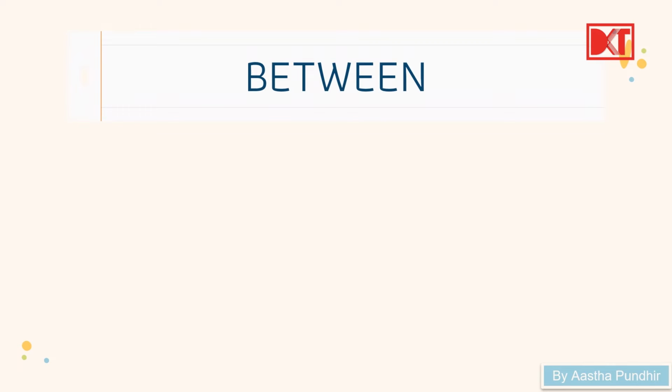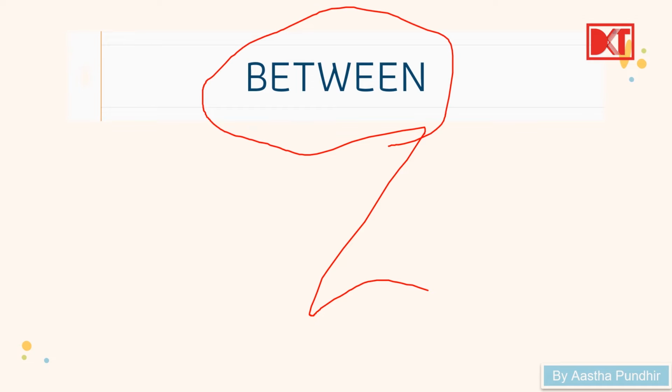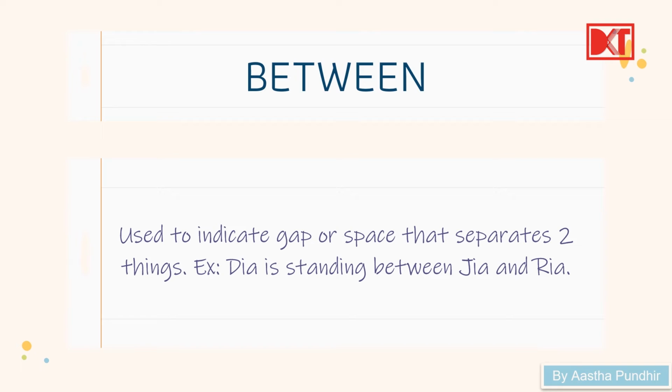Now the next preposition here is between. So where do we use between? It is used to indicate gap or space that separates two things. For example, Diya is standing between Jia and Ria. Diya, Jia, Ria. Diya जो है वो जिया और रिया के बीच में खड़ी है. Right, so a gap or space that separate two things. So Diya is separating Jia and Ria.